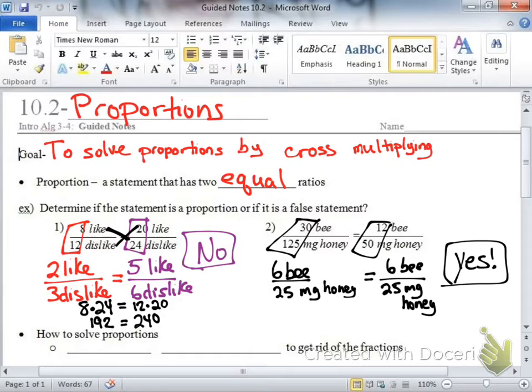If you cross multiplied, that is another fine way of doing this problem. You would multiply 30 by 50, you get 1500. You would multiply 125 by 12 and you still get 1500, so you still get a yes. So this is how you check to see if a proportion is true, if two ratios really do equal one another. Raise your hand if you have any questions.